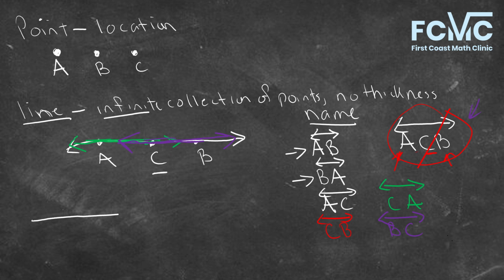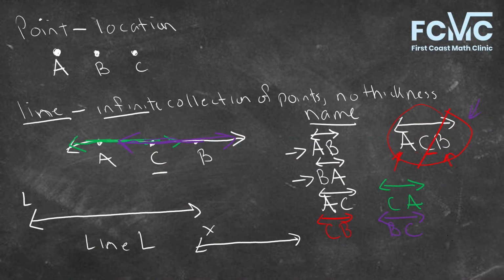Now you also may see just a line and like a letter above it. If you see this, this is just line L, or whatever letter we have. So if we have something like this, X, we're just going to call this line X. So that's how we would name that.